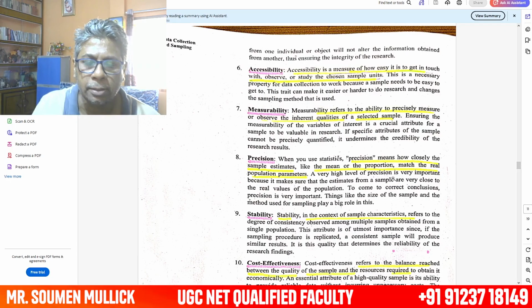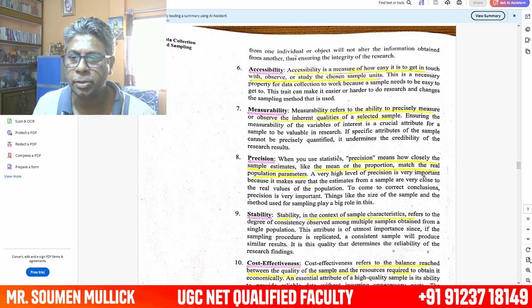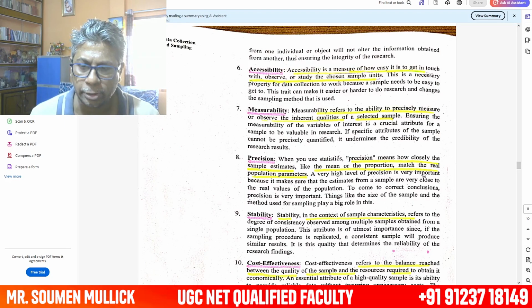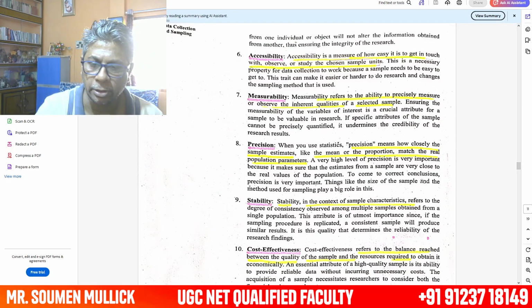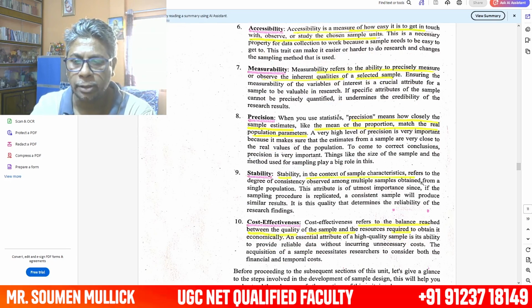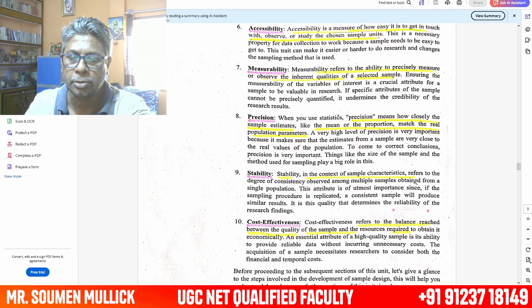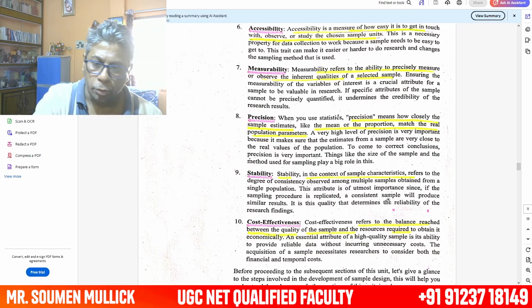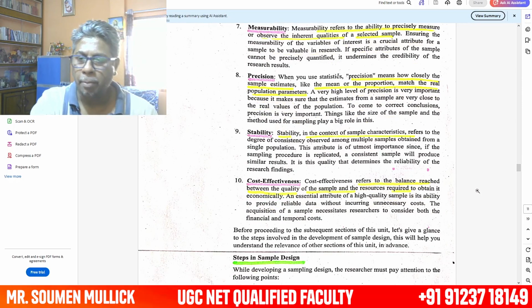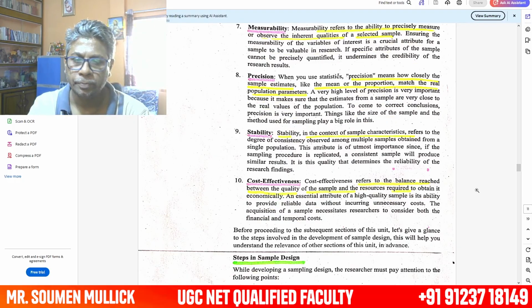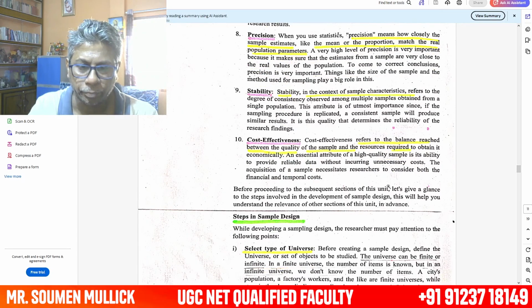Next important thing is precision. Precision means how closely the sample estimates the mean of the population, which is the real population parameter. Stability, important point, in the context of sample characteristics refers to the degree of consistency. And cost effectiveness refers to the balance reached between the quality of the sample and the resources required to obtain it.